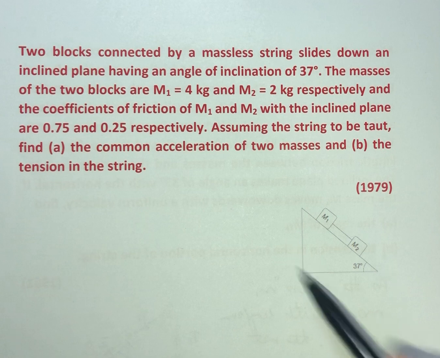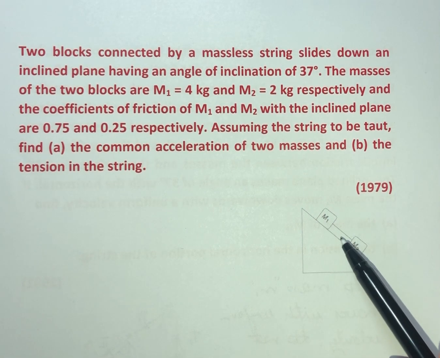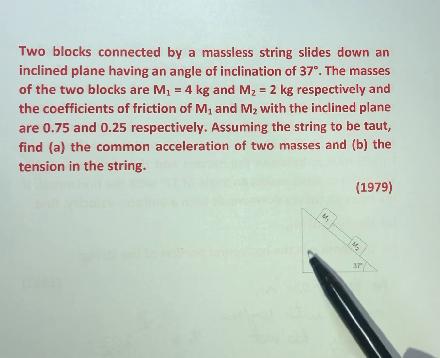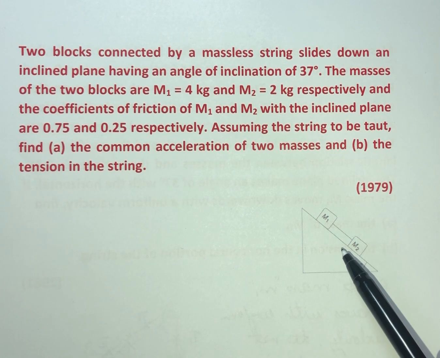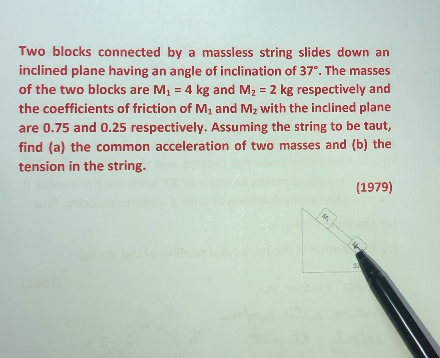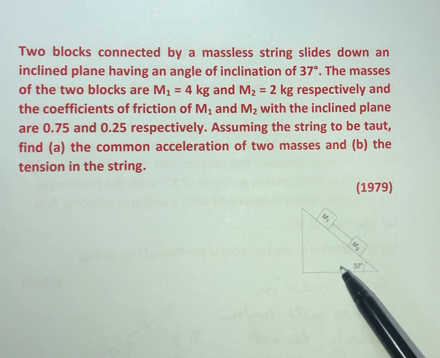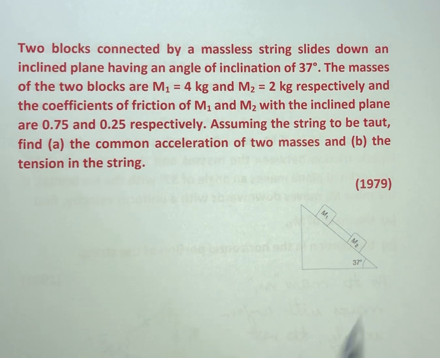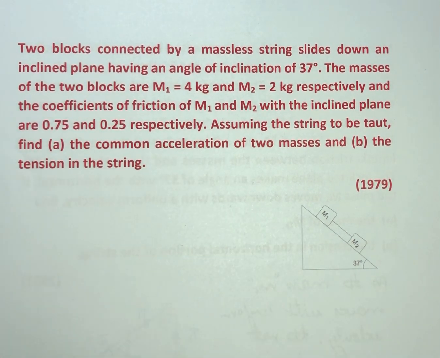So we have an inclined plane, two masses m1 and m2, connected by a string, and they have different coefficients of friction, and m1 is 4 and m2 is 2. So we have to find out the common acceleration and the tension in the string. Let's draw the free body diagram for the individual masses.